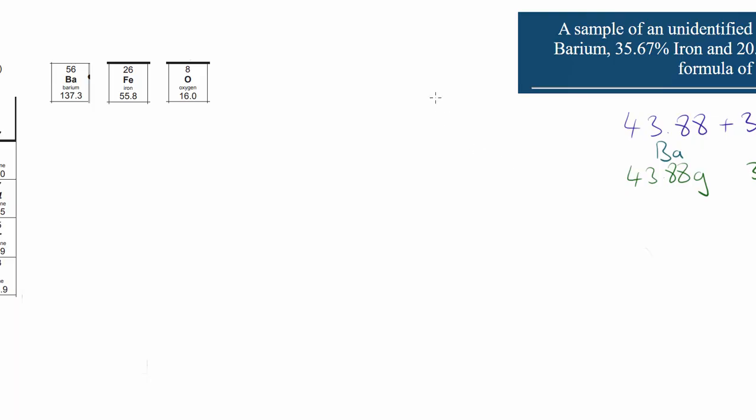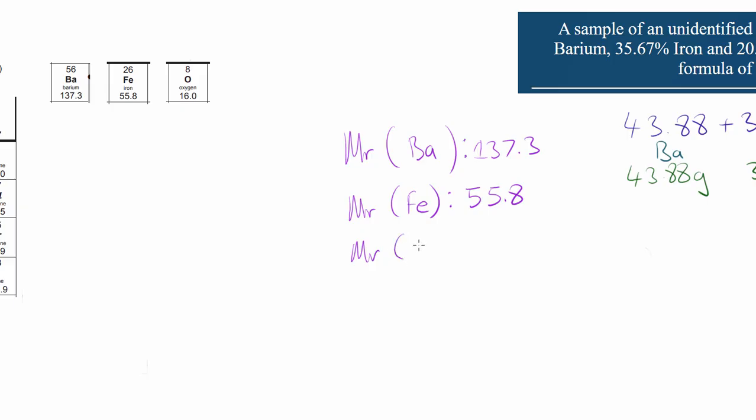I'm going to quickly write out the molar masses here. The Mr of barium is going to be 137.3. The Mr of iron is going to be 55.8, and the Mr of oxygen is going to be 16.